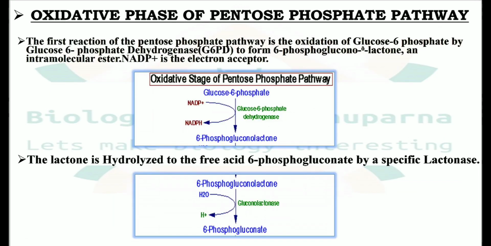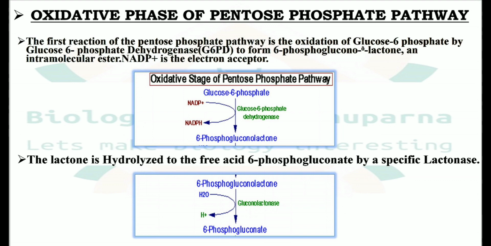So before starting the reactions, I would like to tell you that the pentose phosphate pathway has two phases. The first phase is the oxidative phase and the next phase is the non-oxidative phase. So first we will discuss the oxidative phase of the pentose phosphate pathway. So we will look into the first reaction.